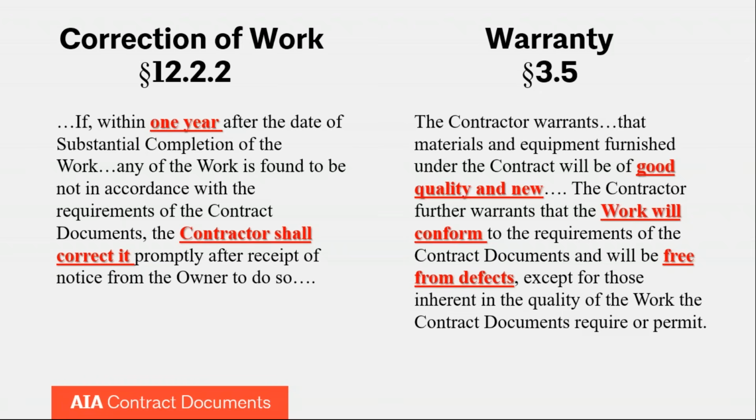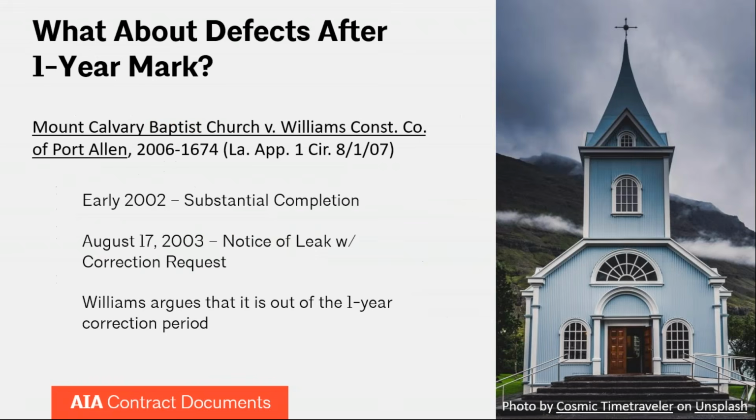For example, that the materials and equipment will be of good quality and new, that the work will conform to the requirements of the contract documents and will be free from defects, and so on. So how do those two provisions work together, and are they conflicting? That's an issue that has been raised in a few legal cases over the years. It's very well settled law at this point, but let's go into how those different provisions work.